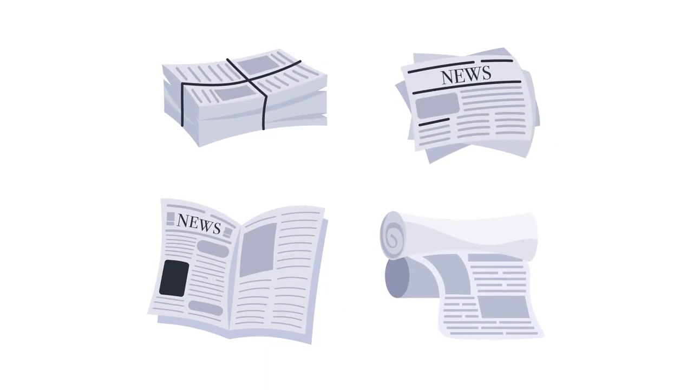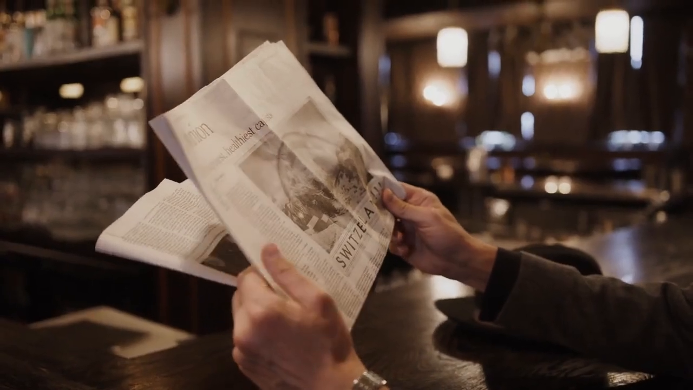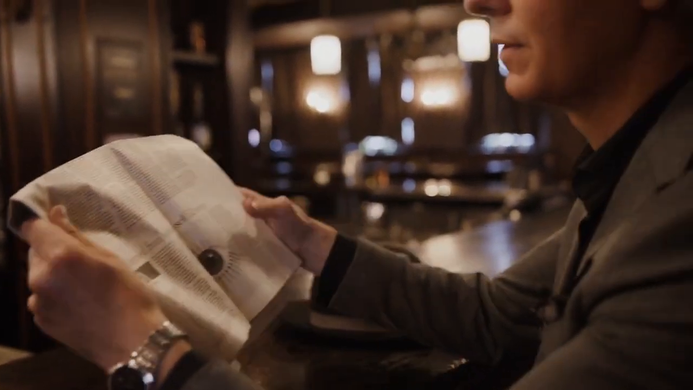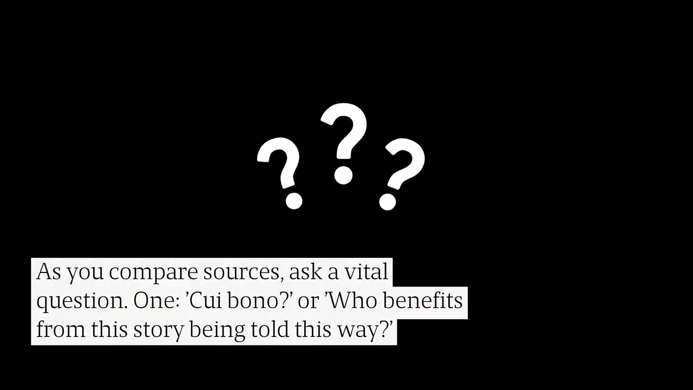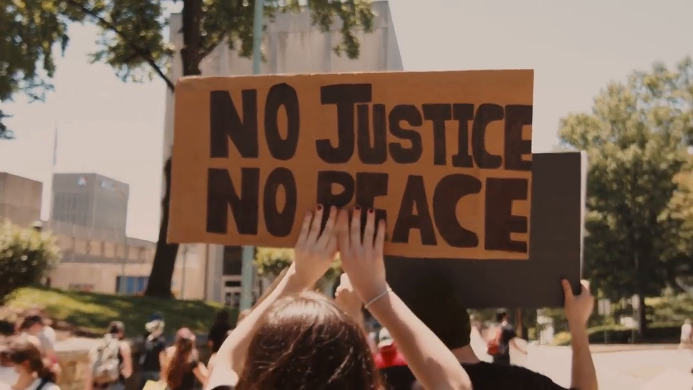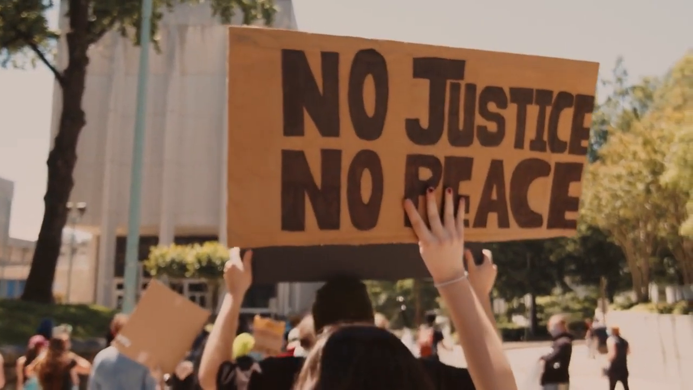How would two papers in 1898 report the sinking of the USS Maine? A yellow journalism paper might headline, "Spanish Treachery." A reserved paper might headline, "Investigation Underway." The bias becomes instantly visible. As you compare sources, ask a vital question. 1. Cui bono? Or who benefits from this story being told this way? 2. Whose voice is centered and whose is missing? If a story about a treaty only quotes government officials, you're only getting part of the history.